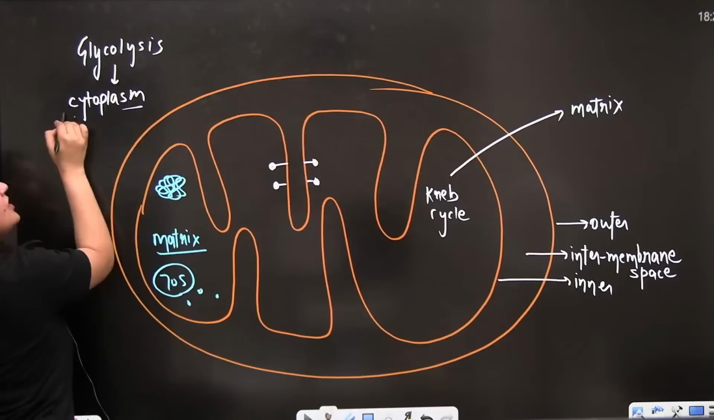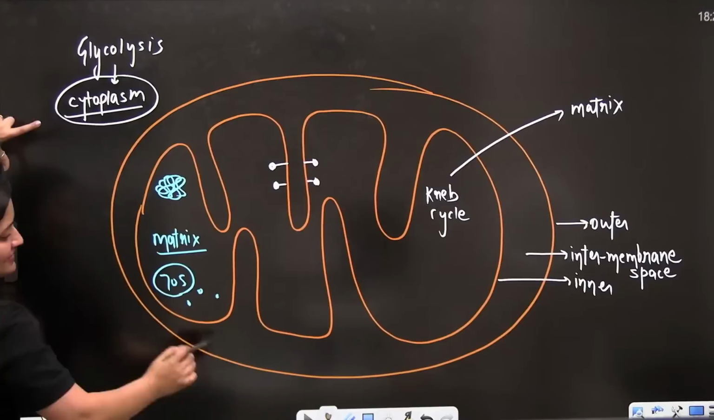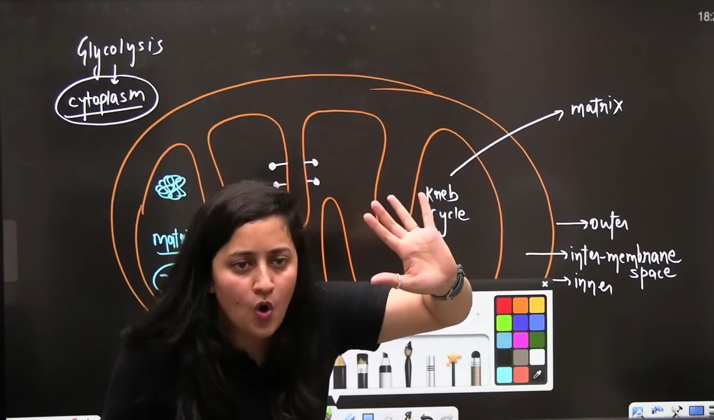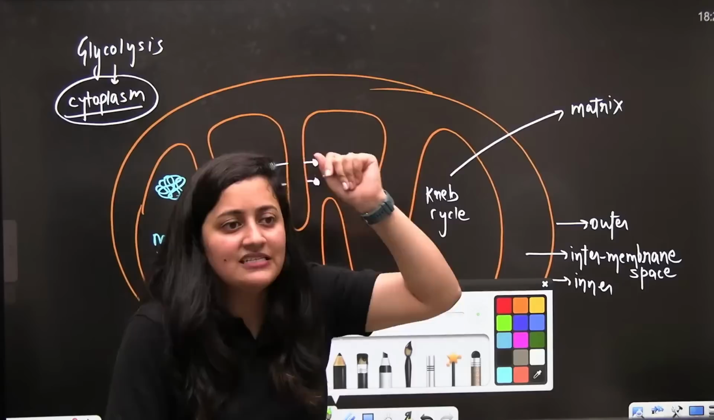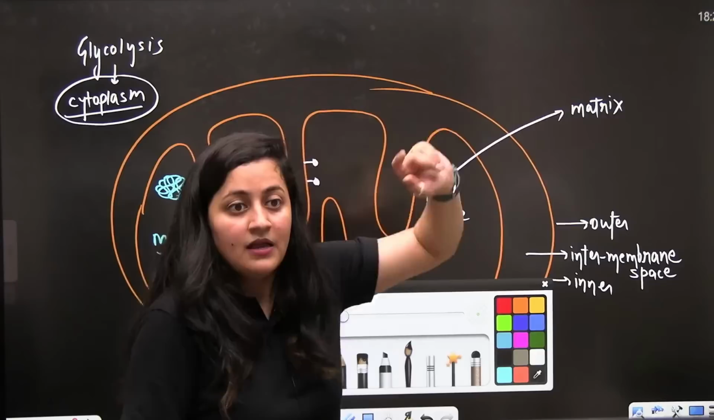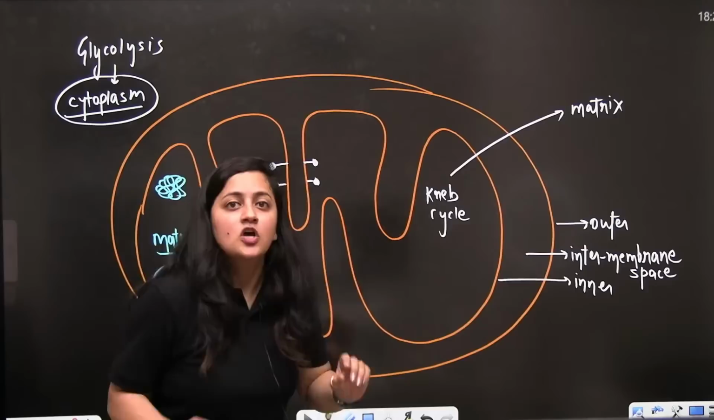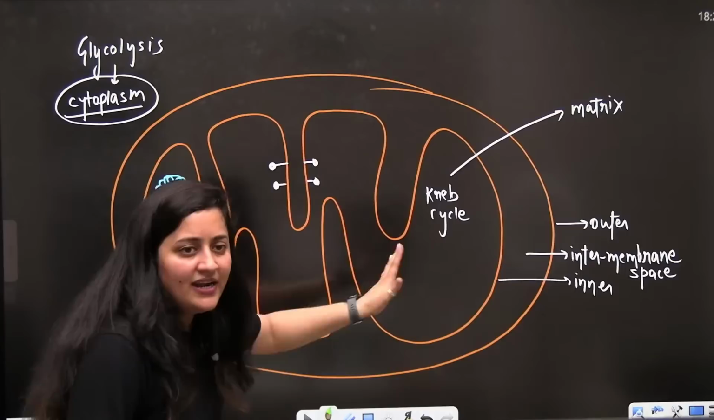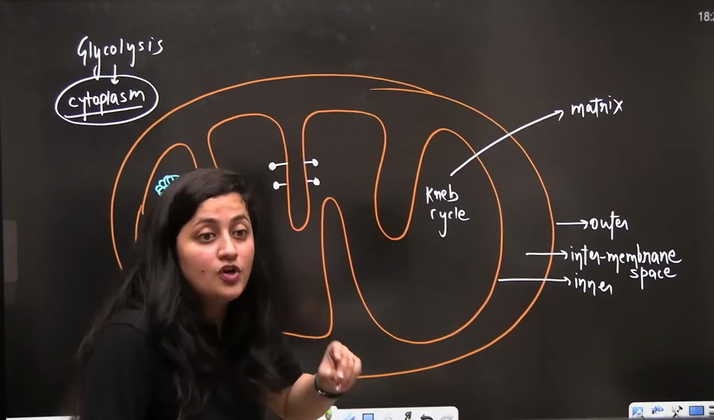So basically, the pyruvic acid is there in the cytoplasm, yes or no? The pyruvate formed is in the cytoplasm, yes or no? Answer it quickly. So ultimately, the pyruvic acid that is forming is in the cytoplasm. Where will the Krebs cycle take place? Within the matrix. So obviously, the very first point is, we need to transport this pyruvic acid to the matrix. Yes or no? Of course, we have to.